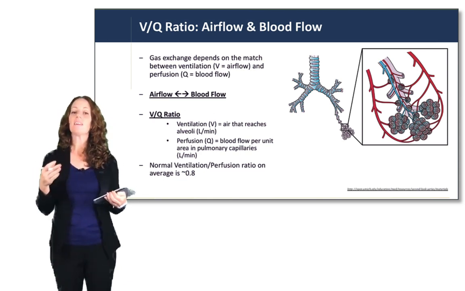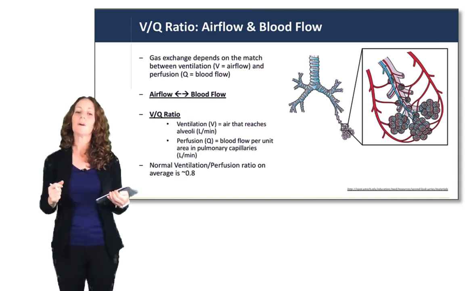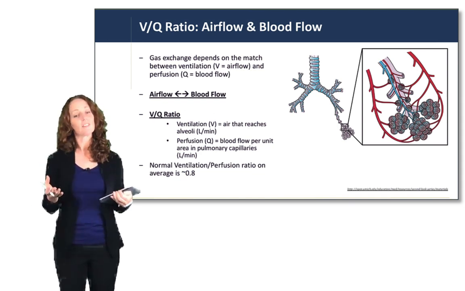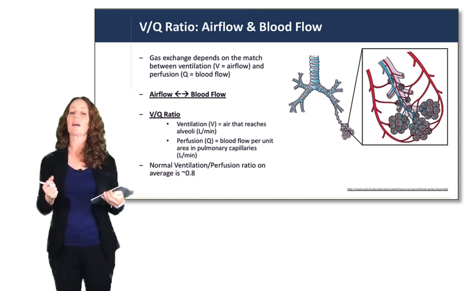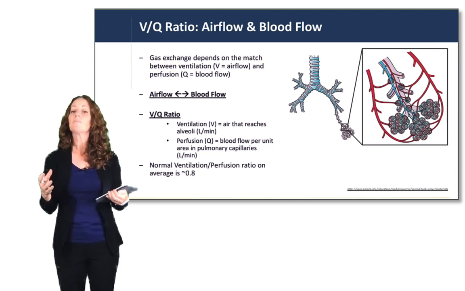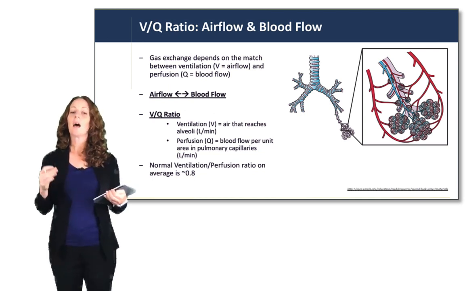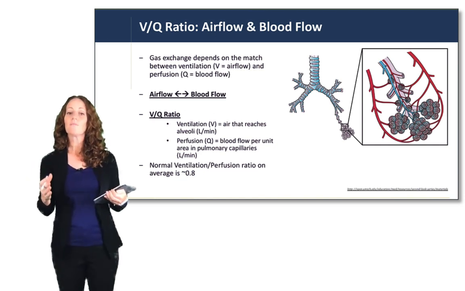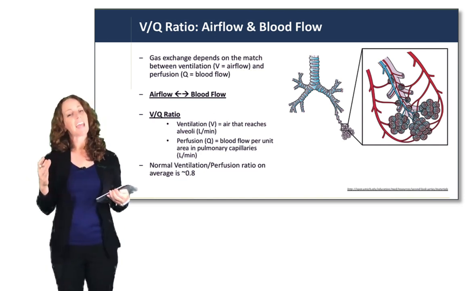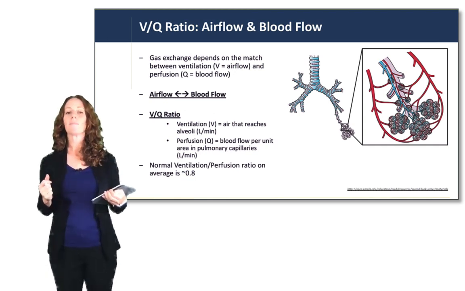This we call the VQ ratio, or the ventilation-perfusion ratio, where V stands for ventilation, that's the air that reaches the alveoli, and Q stands for perfusion, that's the blood flow per unit area in the pulmonary capillaries. A normal ventilation-perfusion ratio is about 0.8, pretty close to 1, but perfusion is just a little bit higher.